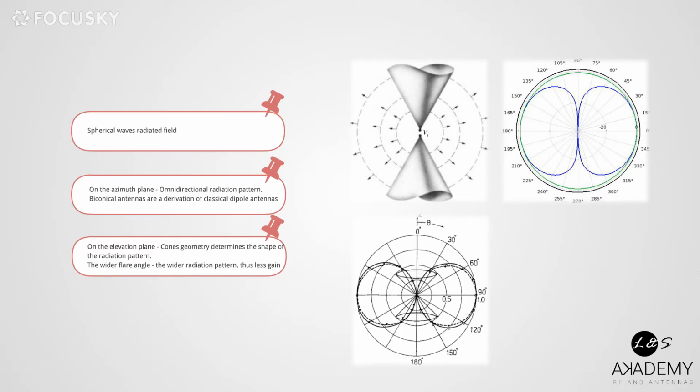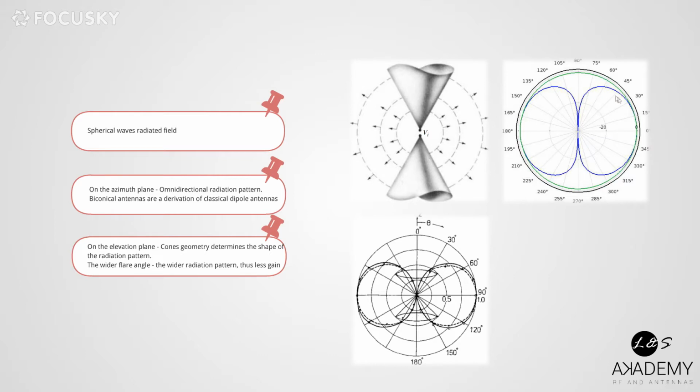On the other hand, regarding the elevation plane, here the cones' geometry determines the shape of the radiation pattern. Let's say that the wider the flare angle is, the wider the radiation pattern is. Therefore, less gain.